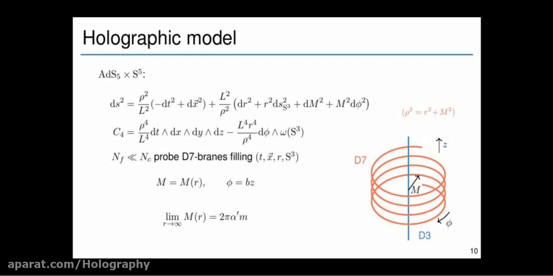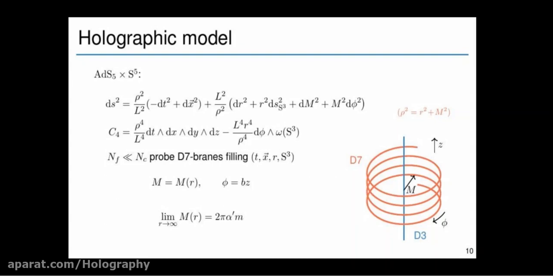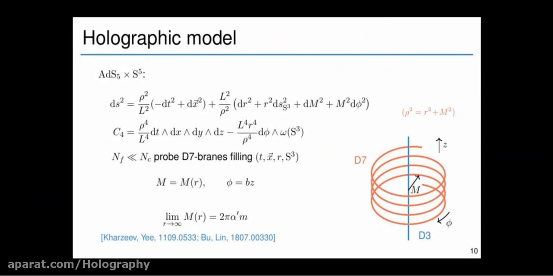And so what this looks like is essentially what I've sketched on the right-hand side. We have the D3 branes and the D7 branes, and the D7 branes are separated from the D3 branes by some distance m. And then because phi is linear in Z, as you move along Z, the D7 branes are essentially rotating around the D3 branes, so it's like a helix of D7 branes surrounding the D3 branes. Okay, I should mention that a similar ansatz has appeared in some earlier works that I cite here, with some differences. In particular, they only look at massless embeddings.